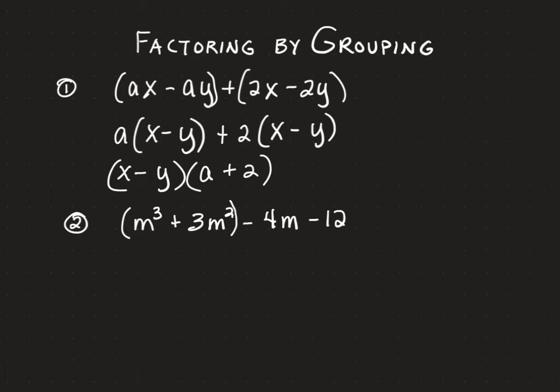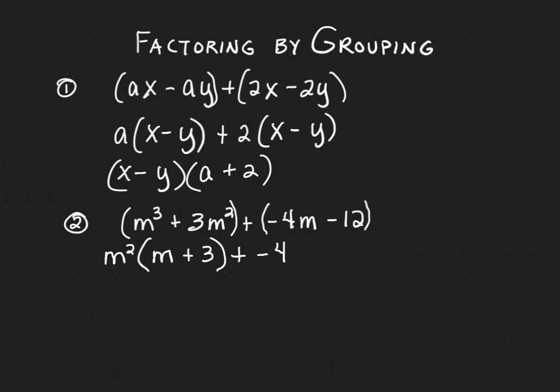It's going to be easier for me to think about this if I change this subtraction to the addition of a negative number. It means I need to make a little more space here for all of that. And now I can remove the greatest common factors. In the first two terms, the greatest common factor would be m squared. When I divide it out of the first term, I am left with m, and I am left with 3 when I do the same thing with the second term. Then I'm going to add to that, what's the greatest common factor? Looks like it's a negative 4.